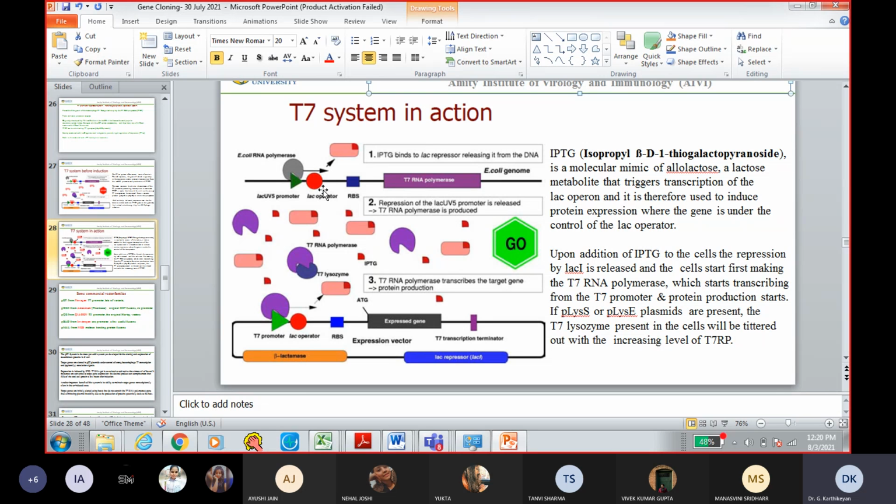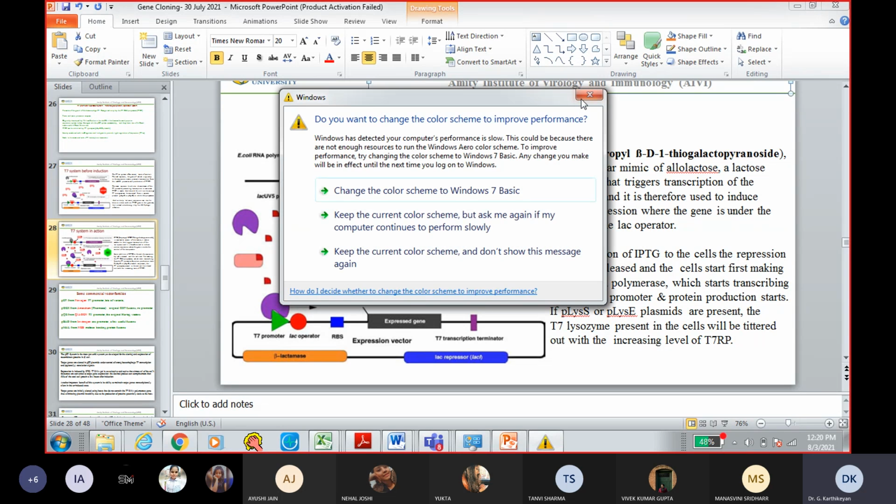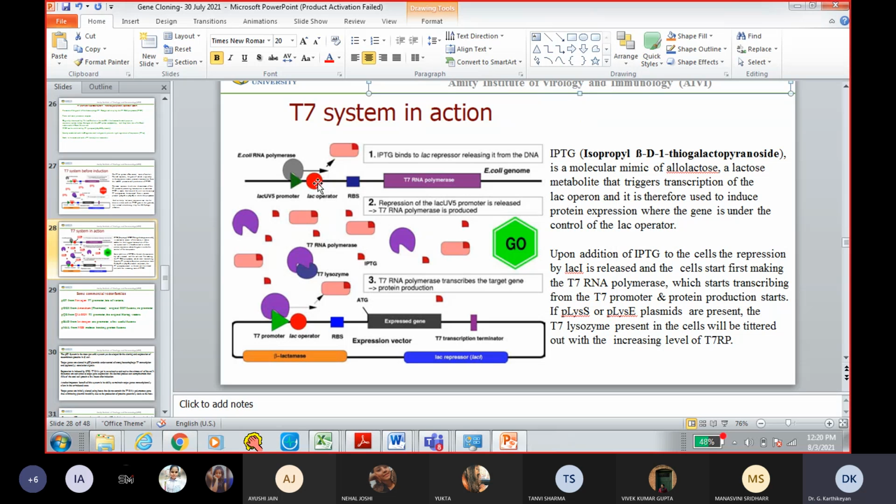The moment you add IPTG, it will bind to the repressor and the repression is gone, right? The repressor protein moves away from the promoter region, and then E. coli RNA polymerase can start the transcription of the T7 RNA polymerase gene. So this is a specialized E. coli strain which carries the T7 RNA polymerase gene in its genome under the control of the lacUV5 promoter, which is a synthetic promoter. Okay, so this is a specially genetically engineered strain.